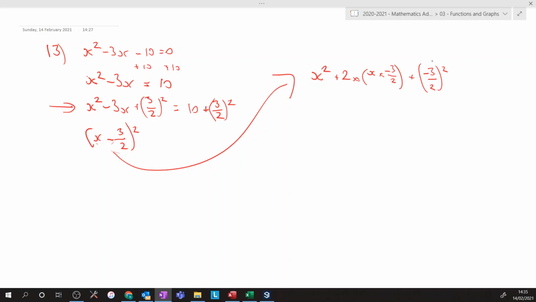Cool? Yeah. Now, if I do that, we've got the x squared, we've got the plus 3 on 2 squared, which we've got up here. Okay, so that's all good. Now, x times minus 3 on 2 is minus 3 on 2x, right? Yeah. Okay, and 2 times minus 3 on 2x is 6 on 4.